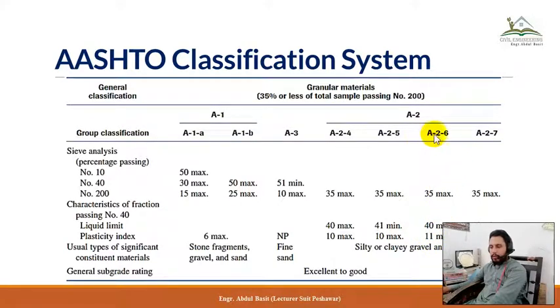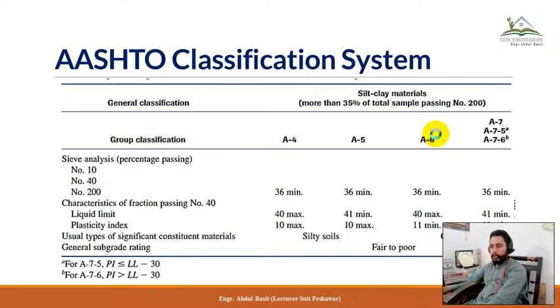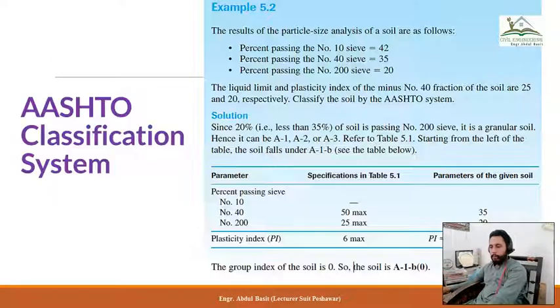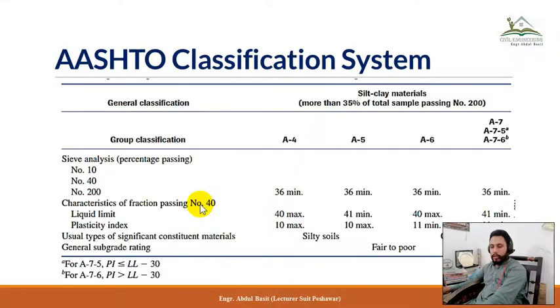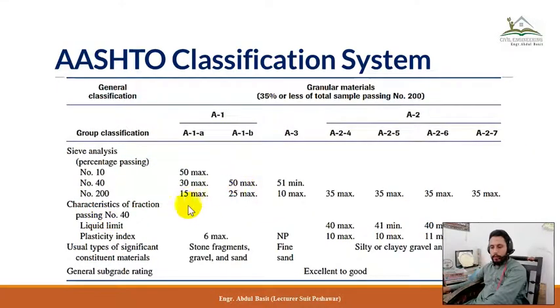So if I am not wrong, this is the A-2-6 group. Let me see these things again. This is given here 25, this is 20, and this is falling in A1B. Okay, here it is 25. I thought it is 40. Let me move in again. Here it is no limit, and this is 20, so this is not applicable.